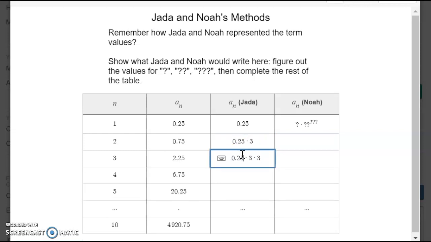So it's whatever number you started off with. When a sub 1, what is the first term value? It's whatever the number is. So the question mark represents the first number, and so this is going to be 0.25 again. Now we're being asked, what is this question mark? We're multiplying.